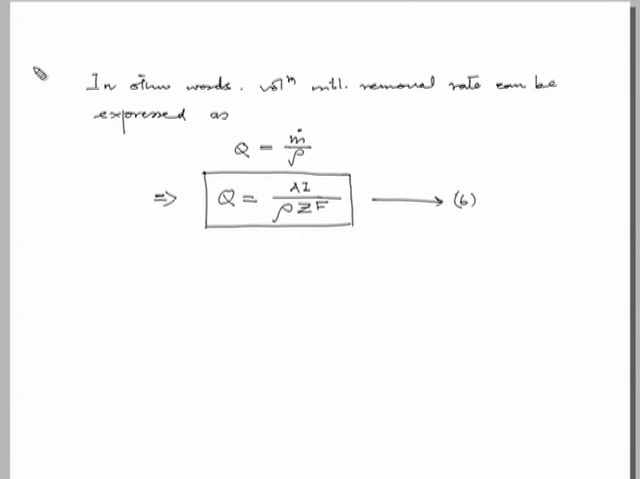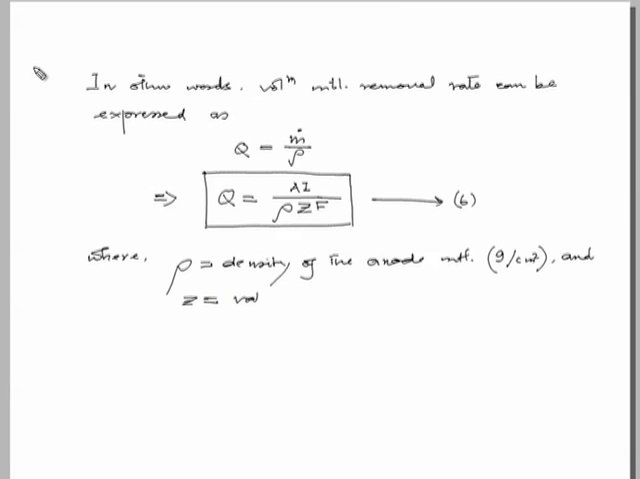in general, where rho is the density of the anode material. This is in terms of gram per centimeter squared, and Z is the valency of the cations.